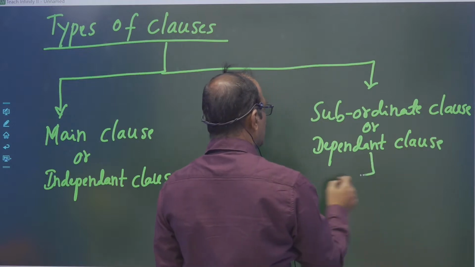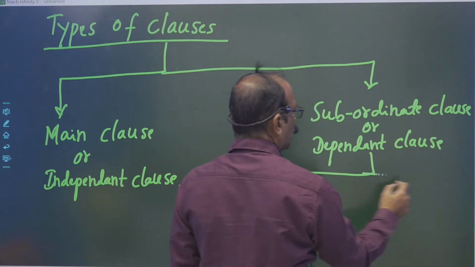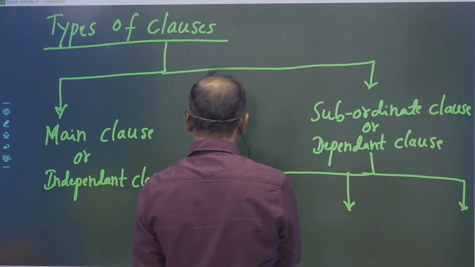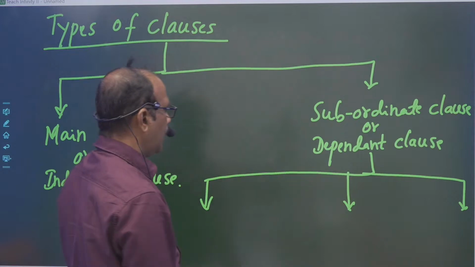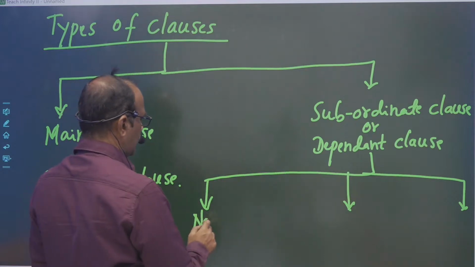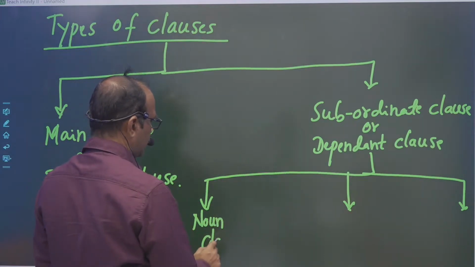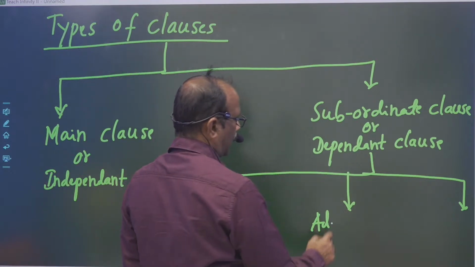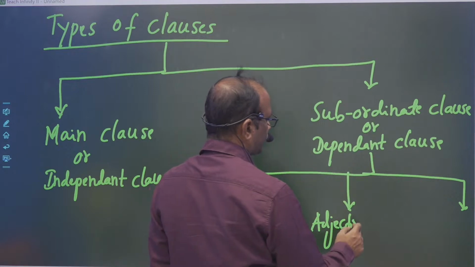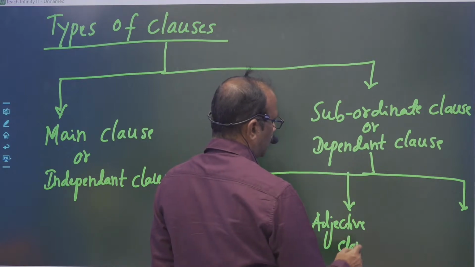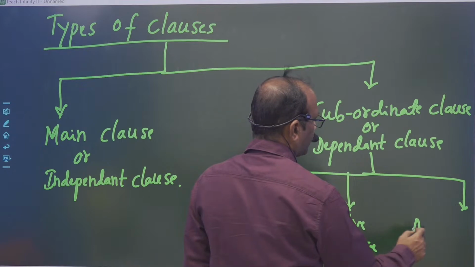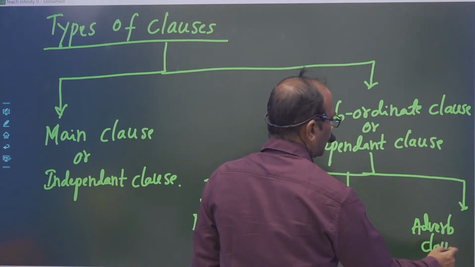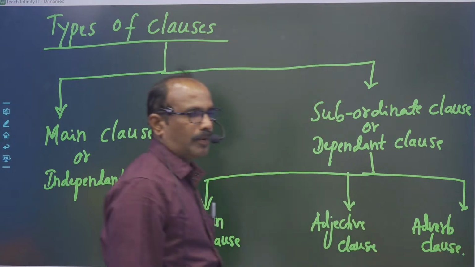So in this dependent clause or subordinate clause, we have again three important clauses. One is noun clause, adjective clause, and adverb clause. Noun clause, adjective clause, and adverb clause.